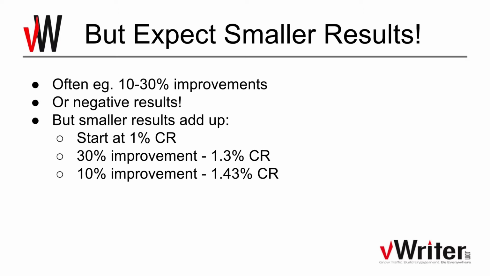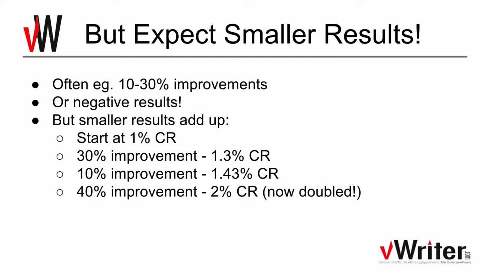You test something else, you get a slightly bigger leap, so 40% improvement. And just with those 3 tests that you've run, you've now got a 2% conversion rate instead of 1%, so you've now doubled. And all you've done, again, is just 3 simple split tests there to double that conversion rate.